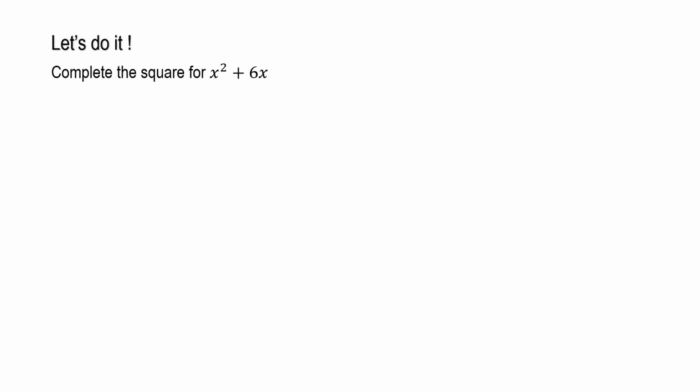Alright, let's try to do this: x squared plus 6x. So do you recall the steps? Yes, the first step is to zoom into your x term, which is 6x here, and then further zoom into the coefficient of x. So the coefficient of x is a positive 6. Right, so to complete the square, we will need to add (6 divided by 2) squared.